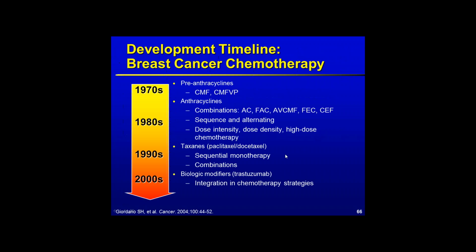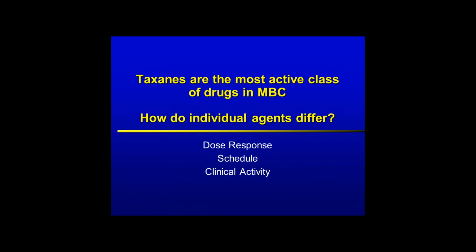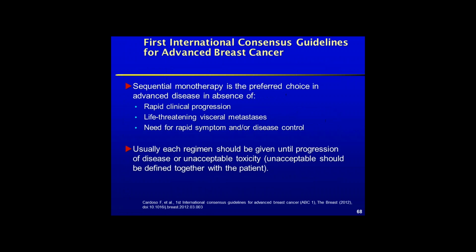Cancer chemotherapy has been around since the 70s in metastatic breast cancer. The development parallels that I showed you in the adjuvant setting. We use the same drugs, and we've done many different studies to try to figure out which is the best treatment. As it turns out, taxanes are the most active class of drugs, but there really aren't that many differences. Both paclitaxel and docetaxel are similar, but they're used differently. Docetaxel used every 3 weeks is the best schedule. Paclitaxel used weekly in the metastatic setting is the best schedule.